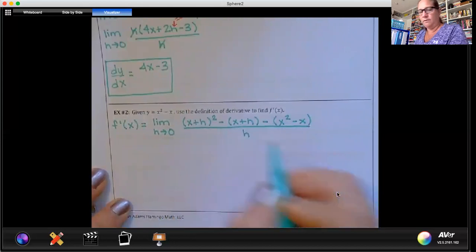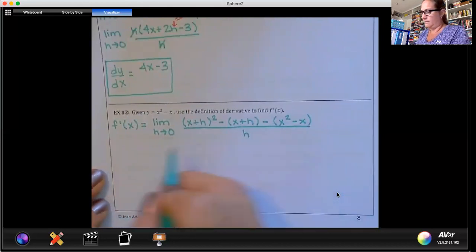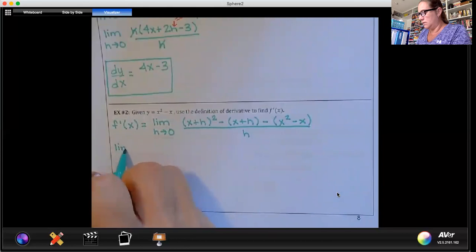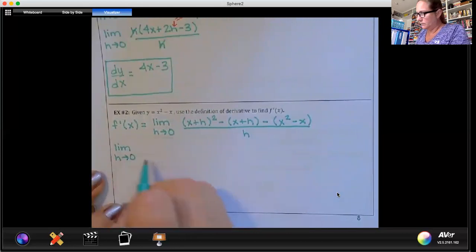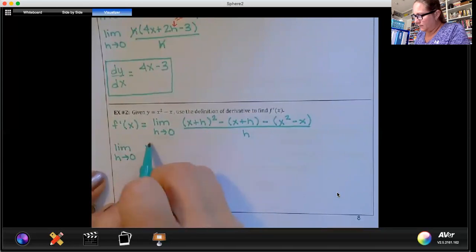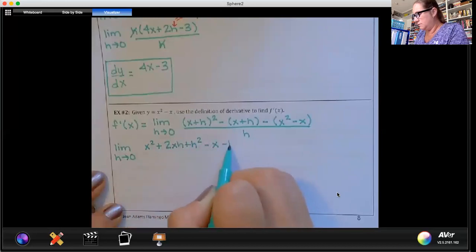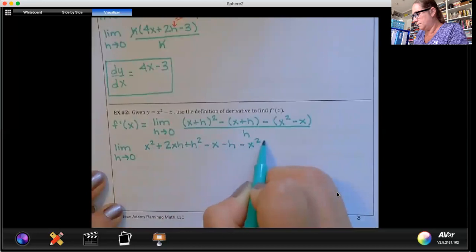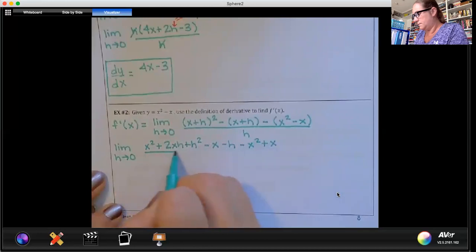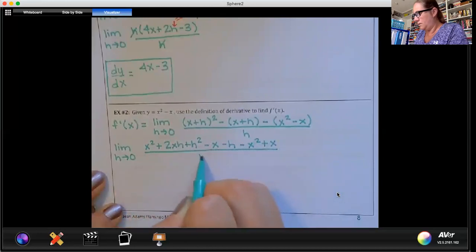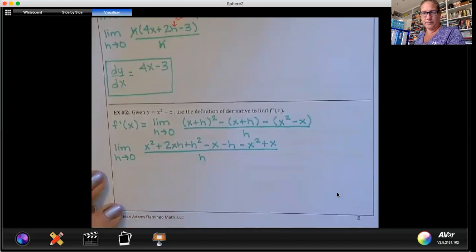Very obviously, if you miss your substitution, the rest of your problem is going to be incorrect. So make sure that you are very aware of what you're doing. FOIL method, x squared plus 2xh plus h squared. Distribute your negative and distribute your negative again, all over h. X squareds are going to cancel. X's are going to cancel.